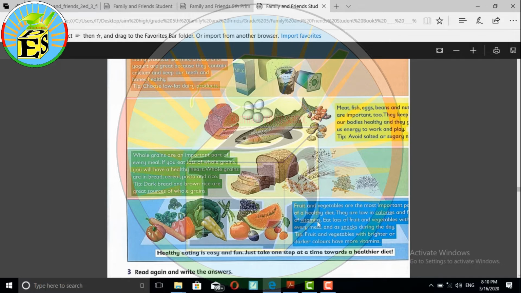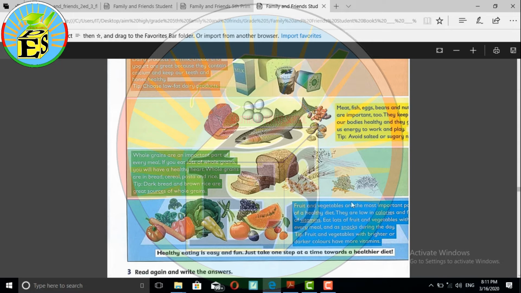The last part of our food pyramid speaks about fruit and vegetables. Look at the picture. Yummy. Fruit and vegetables are the most important part of a healthy diet. They are low in calories. Calories means what? The quantity of energy which we take from food. We call it calorie. As I told you at the beginning of our lesson, calorie.